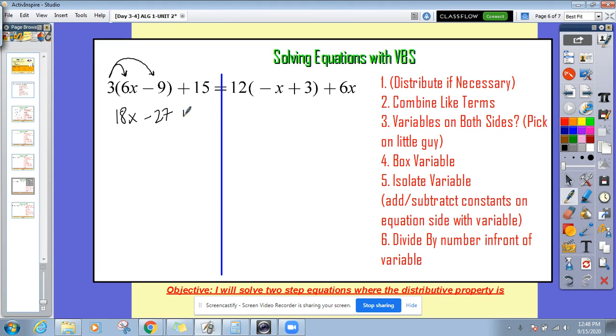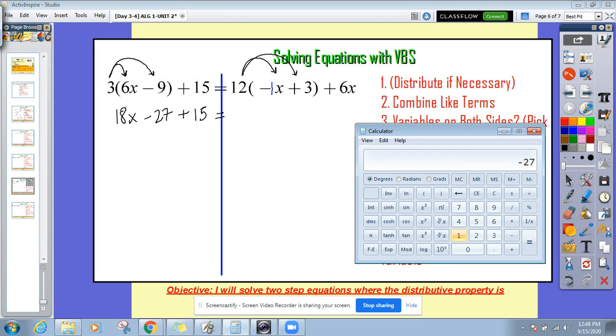This 15 just comes down. There's no parentheses there. And I continue. On the right-hand side, I have to distribute as well. So I'm going to multiply. And even though there's no number or coefficient in front of the x, we're going to put a 1 there, okay?